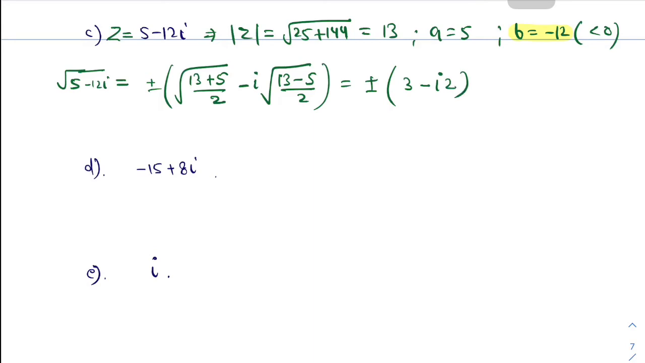Okay, so these are two answers. One will be by taking positive sign, it will be 3 minus 2 iota. Other will be by taking negative sign, which will be minus 3 plus 2 iota. Okay, good.